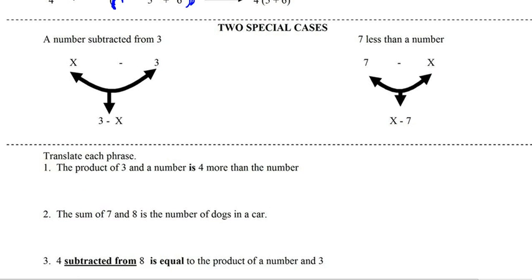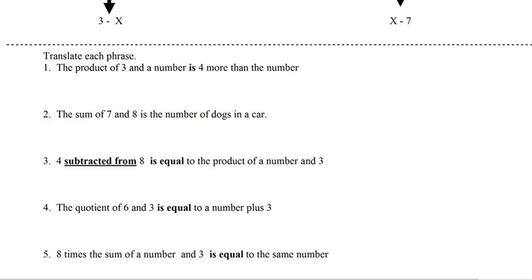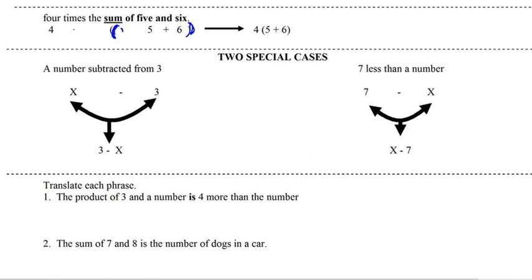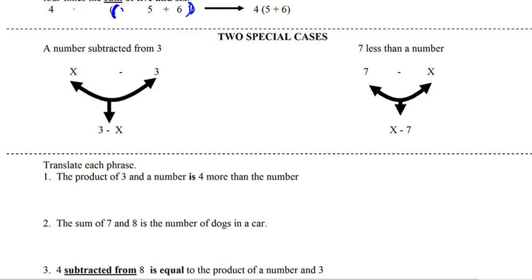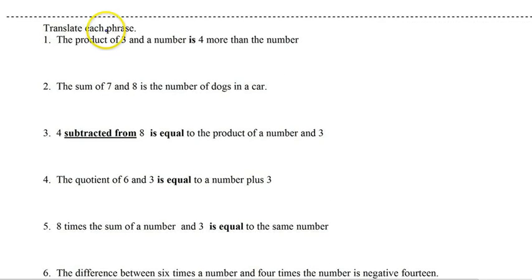There are the other two special cases. Alright, so here's the new thing. Oh, sorry, let me just go through it real quick. Remember, a number subtracted from and 7 less than a number. Those are switched. They're not in the order they appear. They're backwards. Alright, so the product, which means multiply, and what word do you have to find? There it is, the and.